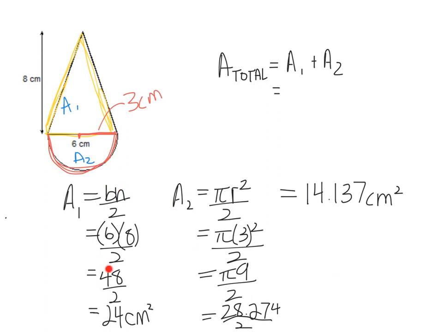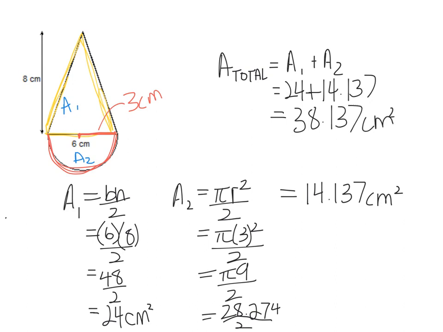Now we can take the area 1 answer that we got, which is here, and the area 2 answer we got, and we're going to plug them into our total area formula up here. So area 1 was 24, so we put those in, 24 plus 14.137, which is going to give us 38.137 centimeters squared, or I could round it to the nearest tenth, gives me 38.1 centimeters squared.